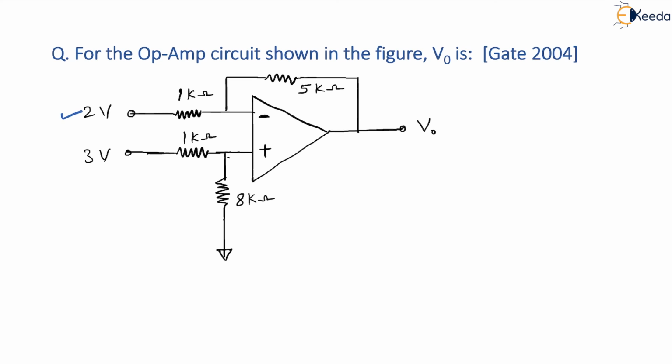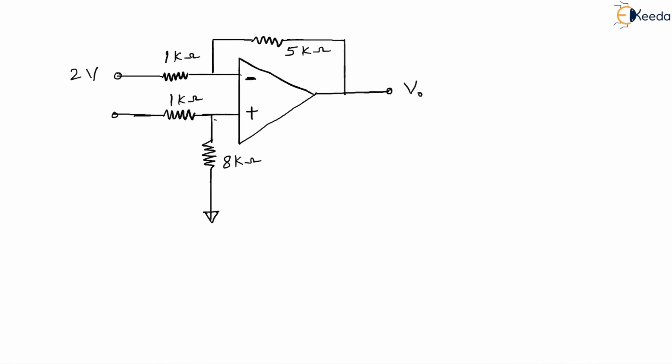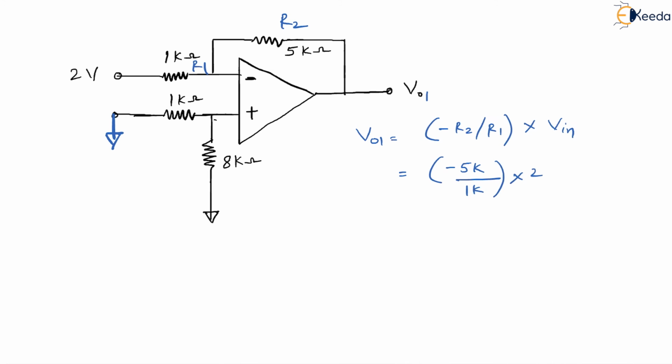So I'm going to consider 2 volt, and let me just deactivate 3 volt. That becomes my case number 1, as clearly indicated here. 2 volt is applied, and this is what I'm supposed to ground now. Let me assume this is R2, and this is R1. Let me call this V01. V01 is simply minus R2 upon R1 multiplied by the input voltage V in. The value of R2 is 5K, so it is minus 5K divided by 1K multiplied by V in, which is 2 volt. So K and K get cancelled, and V01 becomes minus 10 volt.